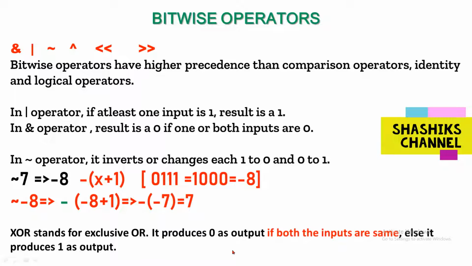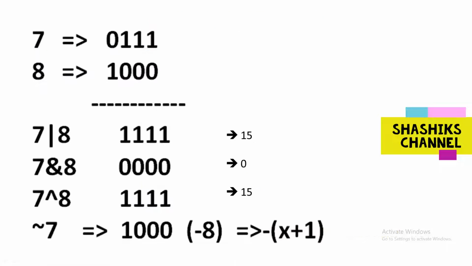XOR stands for exclusive OR. Exclusive OR will produce a 0 as output if both the inputs are same. That is, if both the inputs are 0 or both the inputs are 1, it's going to produce a 0. Else, it is going to produce a 1 as output. So, for example, if I give 7 and 8, 7 in binary form is 0, 1, 1, 1. 8 in binary form is 1, 0, 0, 0.